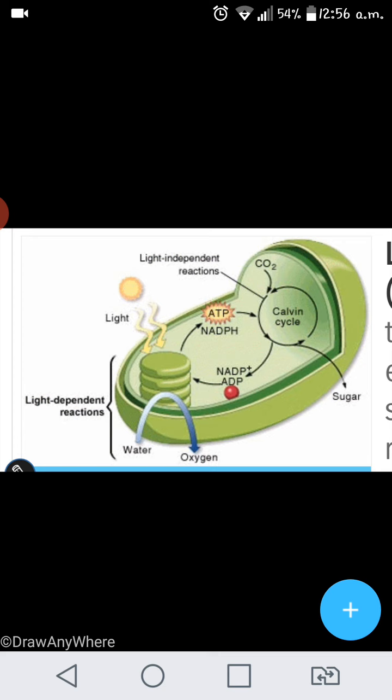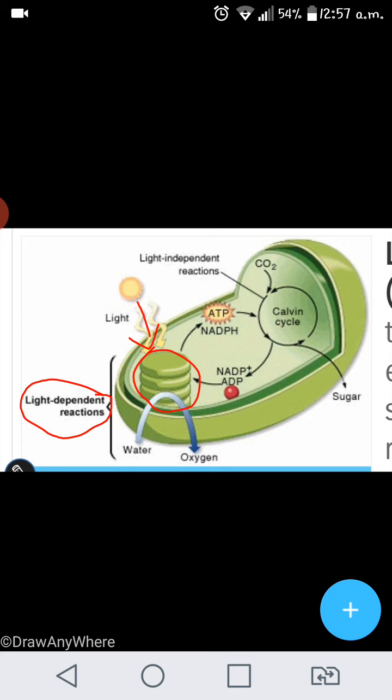Light reaction will take place in the presence of light. That is why it is called light dependent reaction or photochemical reaction. And light reaction takes place in the grana of the chloroplast. The first step in light reaction is the light energy is absorbed in the form of photons by the thylakoids. The disc-like structures that you are able to see over here are thylakoids. So the light energy is absorbed by the thylakoids in the grana of the chloroplast.